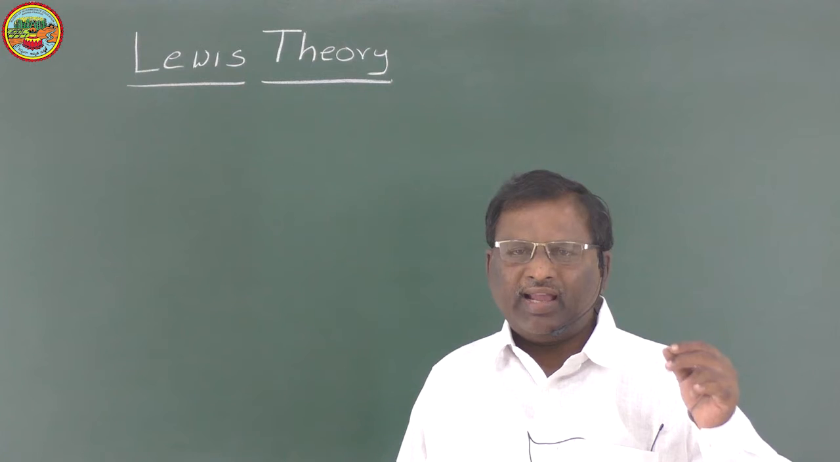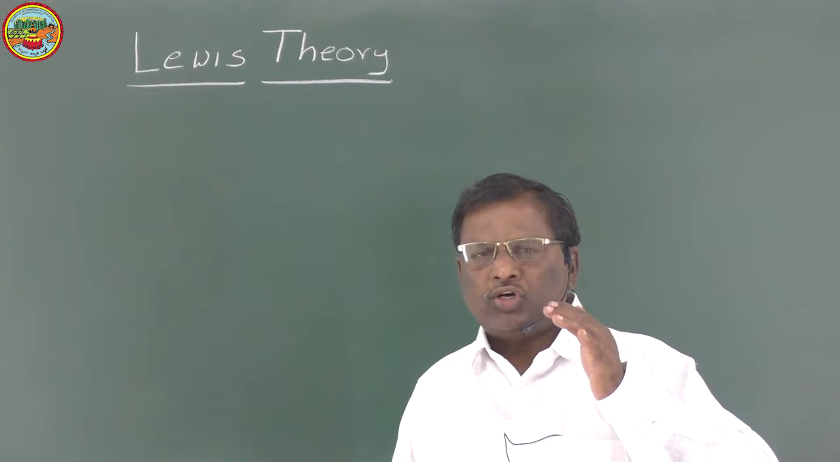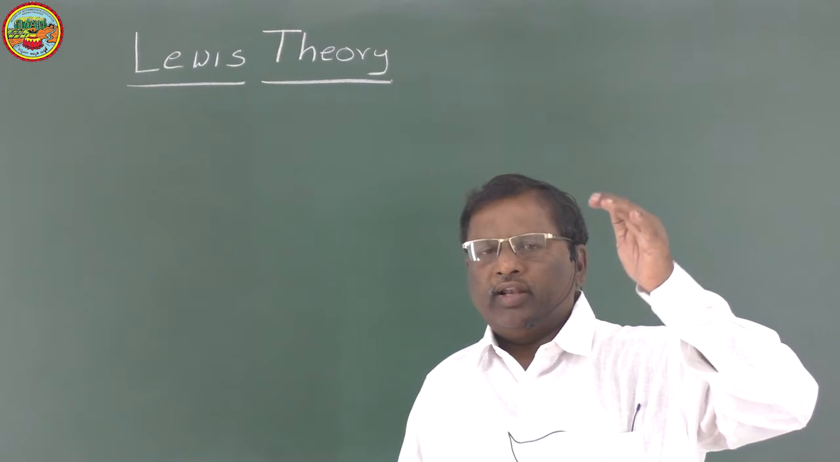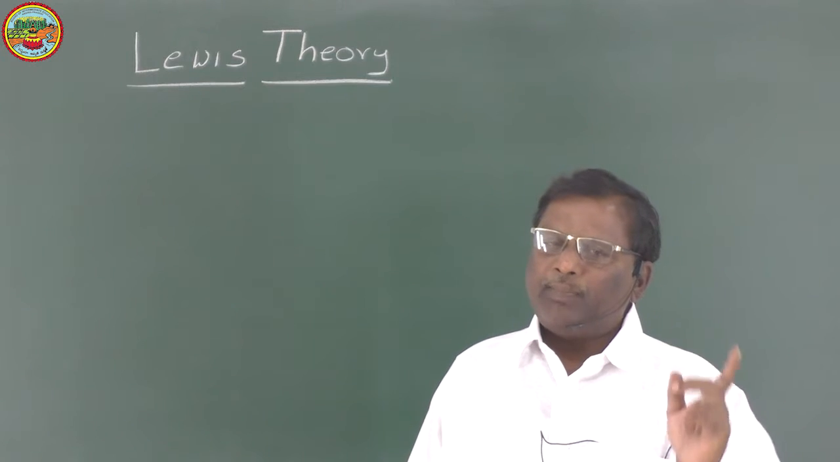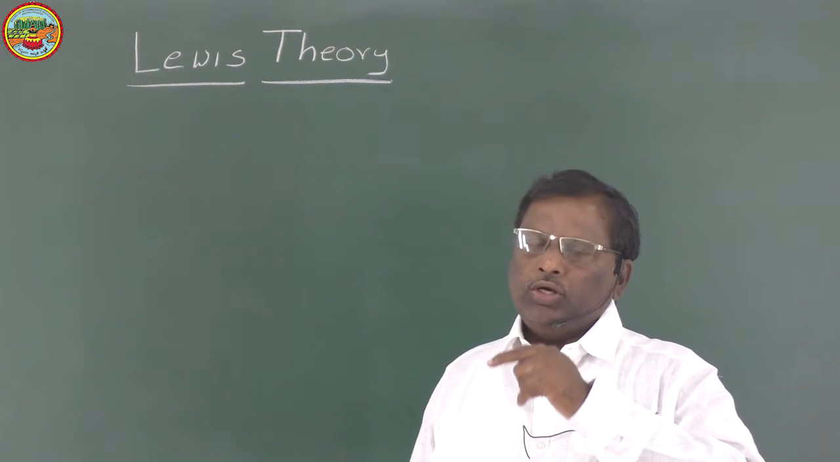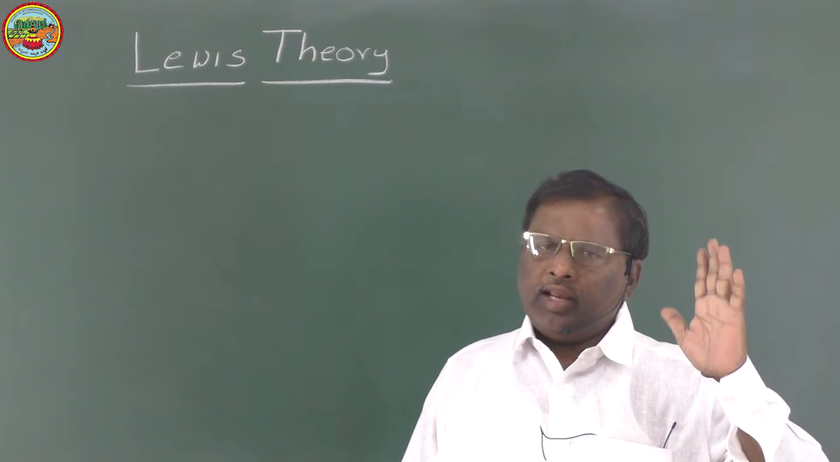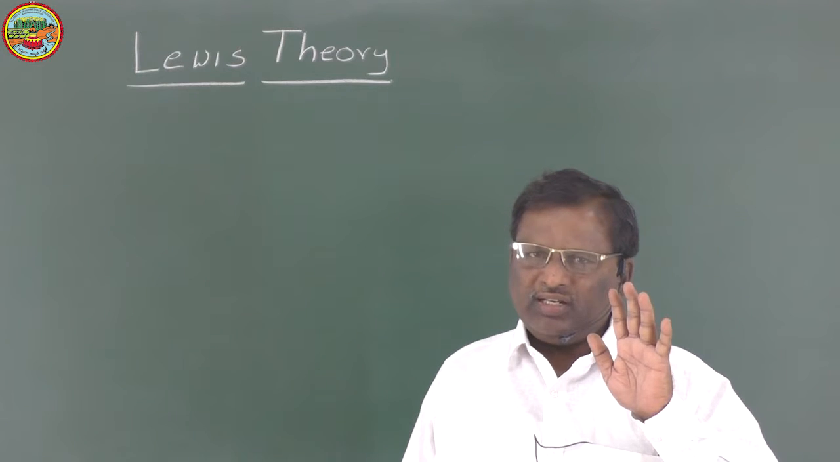Acid is a species which can accept a pair of electrons from another species to form a covalent coordinate bond. Base is a species which can donate a pair of electrons to another species to form a covalent coordinate bond. It means electron pair donor is a base and electron pair acceptor is an acid.